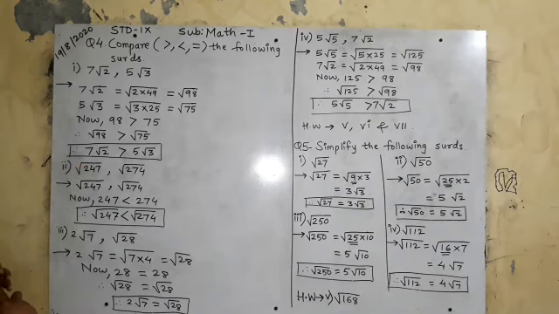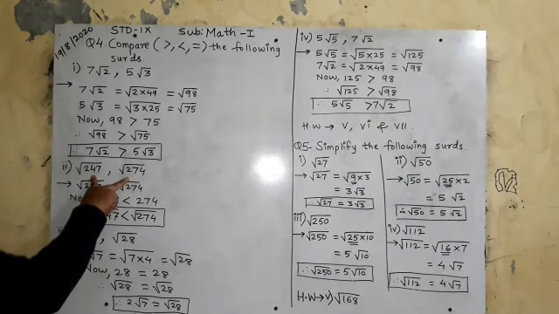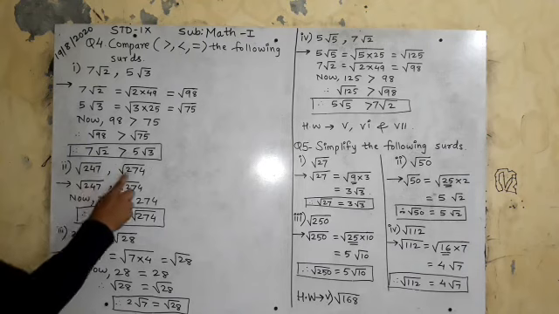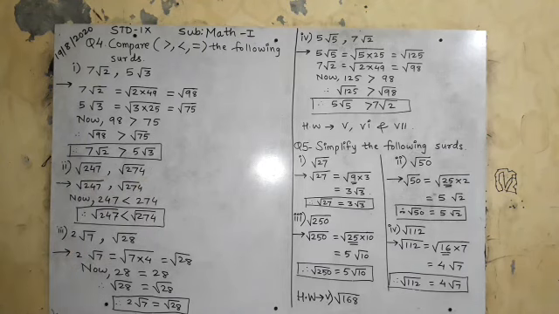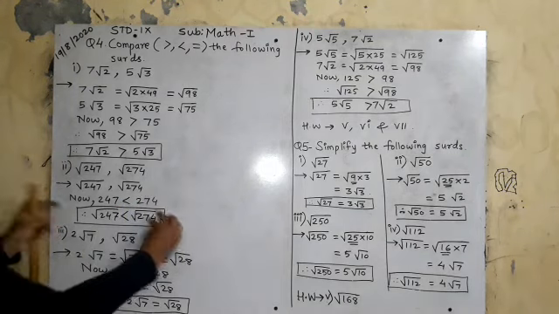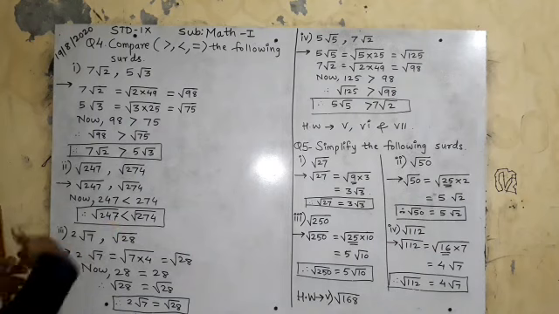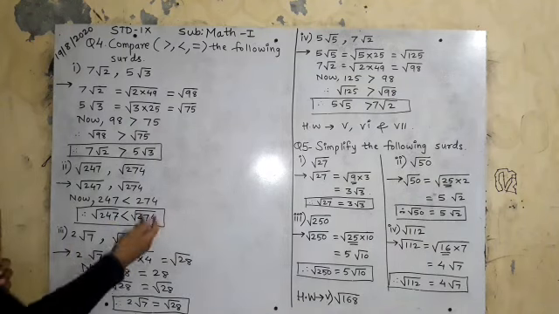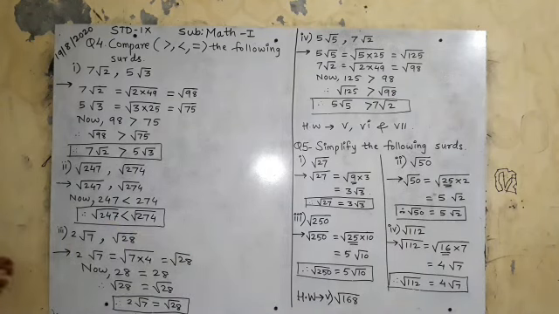Both are already in surd form. See, 2√47 and 2√74, they are already in the simplest form. Okay, √74 is greater than this. So we will write now √47 is less than √74. It means √74 is greater. At the end you will write this question as it is and then you will show that the right hand side number or surd is greater.